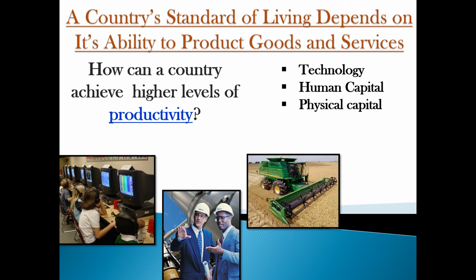Another one is physical capital. This is like machinery and equipment. You can think that a farmer with a combine will be able to harvest a lot more crop over a lot more acres than if they were trying to harvest it by hand. Physical capital makes us more productive. So the more physical capital we have in our economy, the more factories and machinery we have, the more productive we are, which means the higher standard of living that we should have.